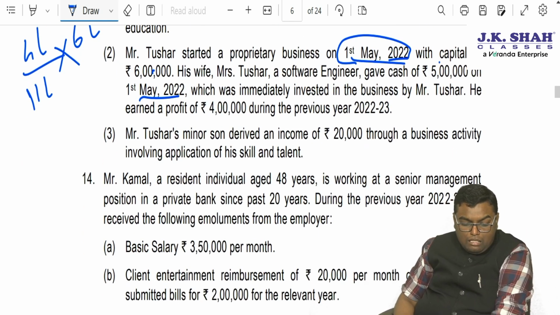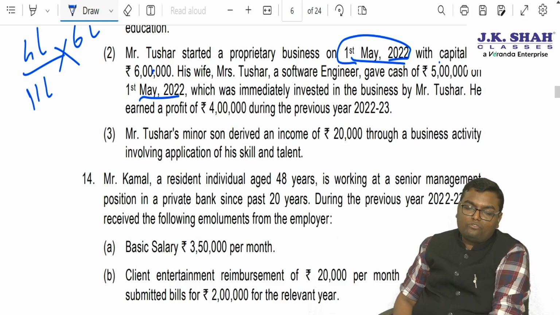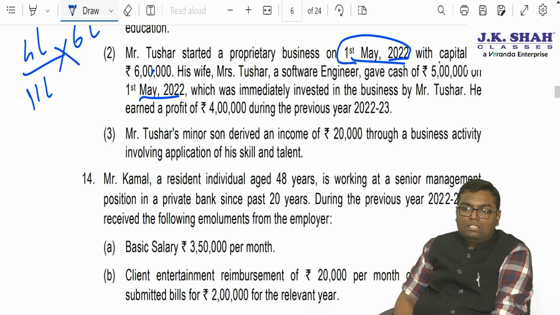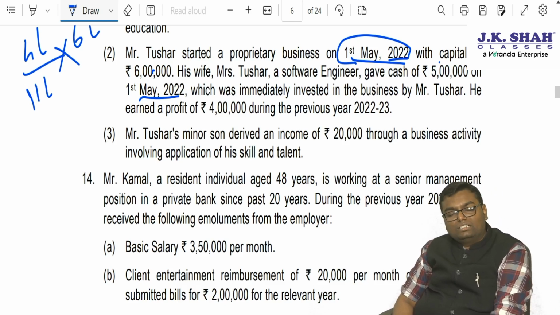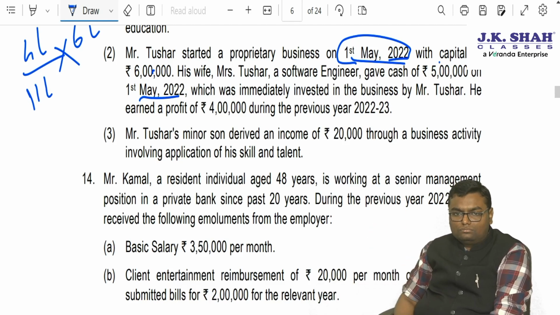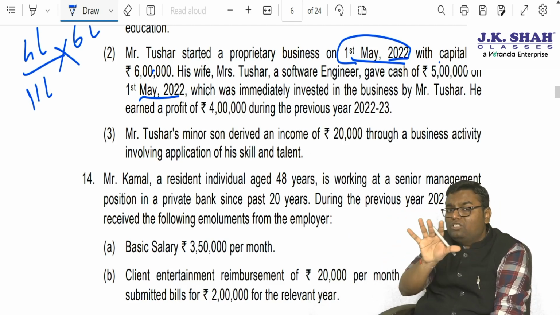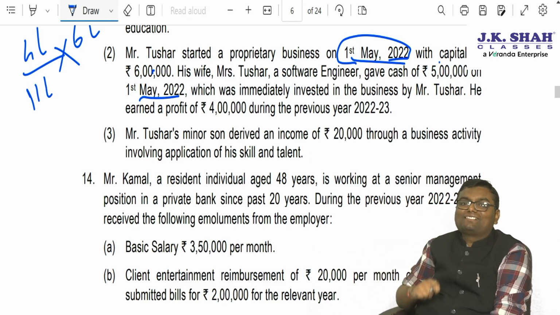Last, Mr. Tushar's minor son derived an income of rupees 20,000 through a business activity involving application of his skill and talent. See, as per Section 64 clause 1A, any income of a minor will be clubbed in the hands of the parent whose income is higher. However, if any minor is earning the income because of his own skill, because of his own talent, that income will not be clubbed. It will be taxable to the minor.